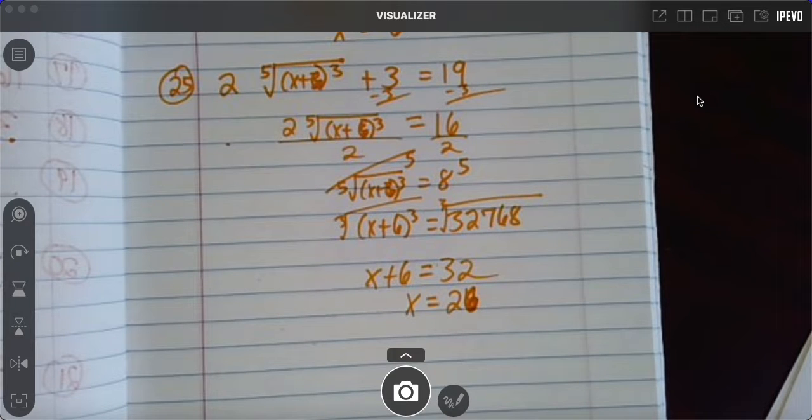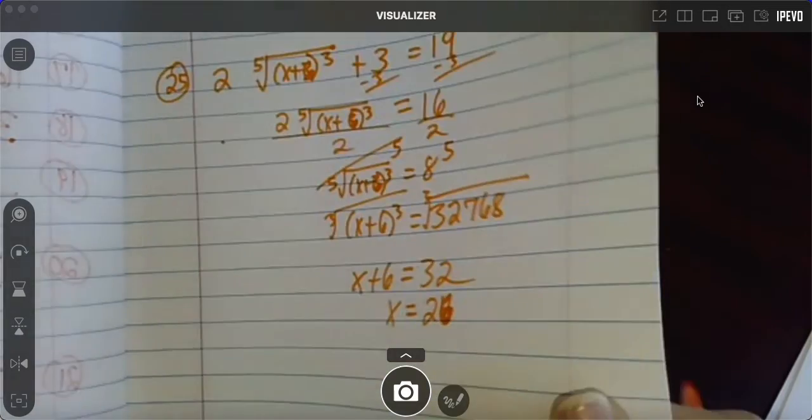Is number 26 on there? No, and I think I'm going to skip number 26. Well, you would just square both sides and then just keep solving. But there's not one like it, so I'm going to keep going. So 27. Put it on there.